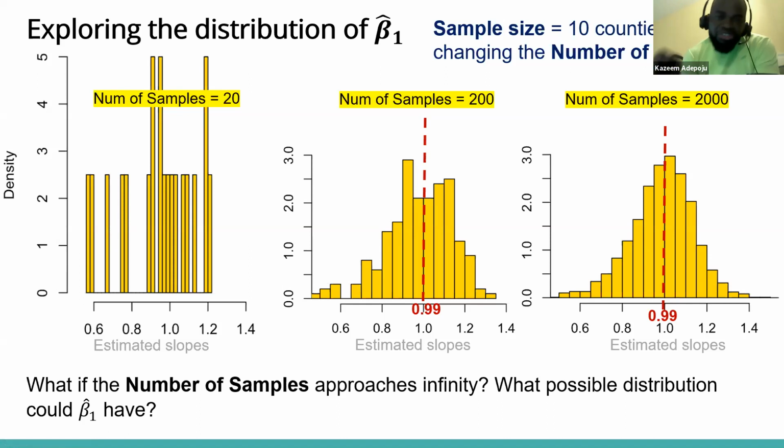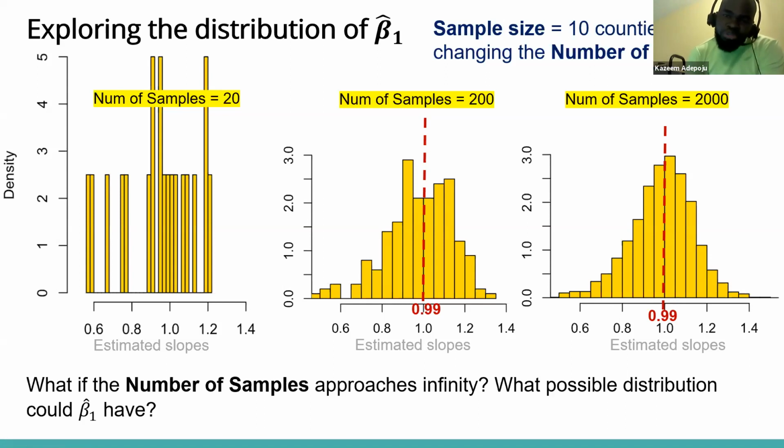I'm going to say that again. There are so many values of beta 1 cap. When I find the mean of these values, that gives me beta 1. The beta 1 is the true value that we're looking for. But we can only get that if we're able to accurately capture the shape of the distribution, and it has to be normal.